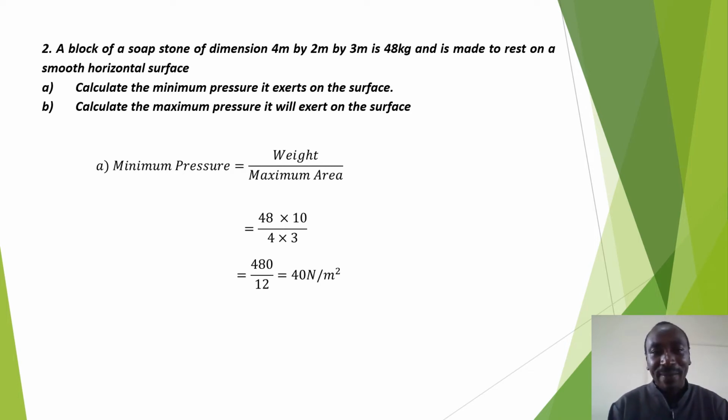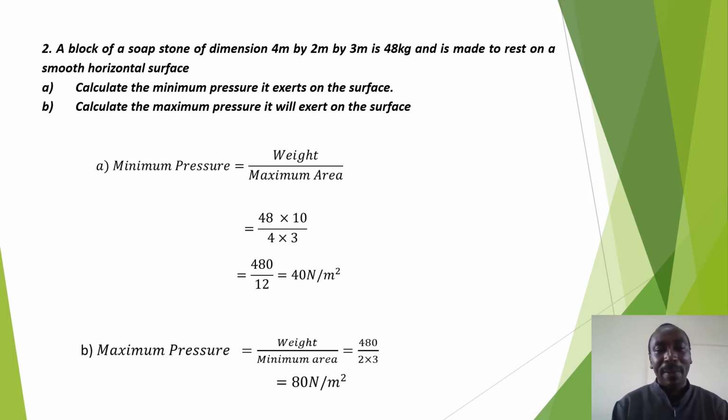It is 2 by 3, because 4 by 2 is equal to 8, 2 by 3 is equal to 6, and 4 by 3 is equal to 12. So for the minimum area, it is 6, which is 2 by 3. And therefore, you see that maximum pressure is equal to weight over minimum area, which is equal to 480 divided by 2 times 3, then you get 18 newtons per square meter. I hope you understand how we go about the maximum pressure and the minimum pressure.